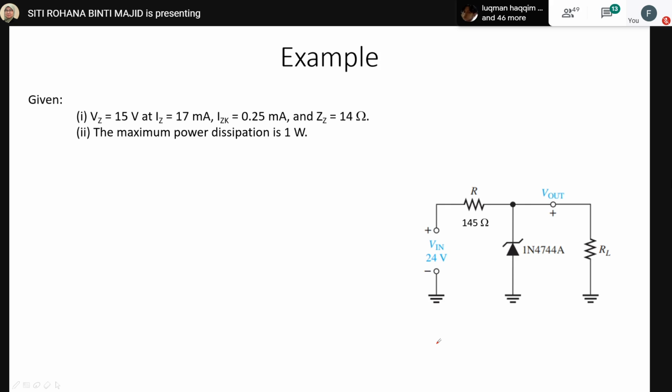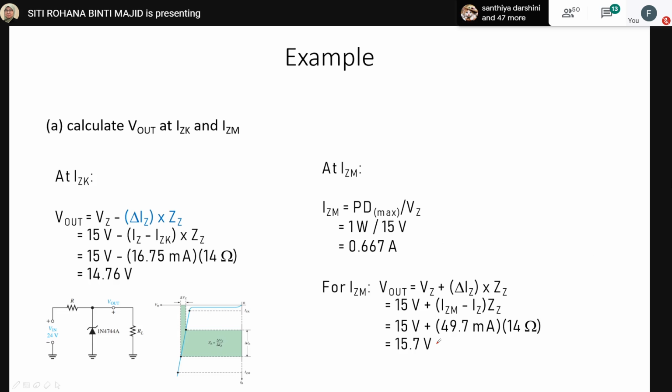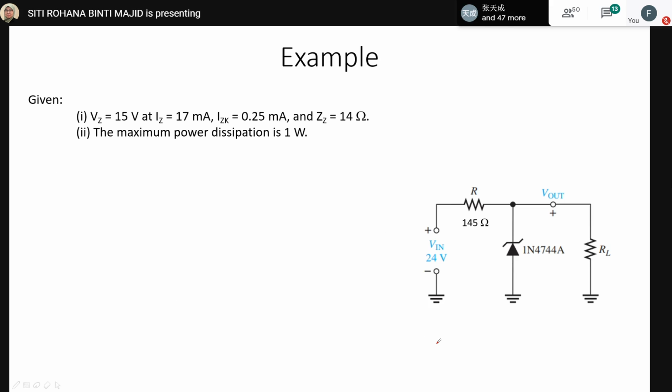Okay, next. Doctor, what is VZ? Is it the voltage across the diode? The VZ is the Zener voltage here. Because it must overcome the voltage of Zener. If not, it cannot function, right?